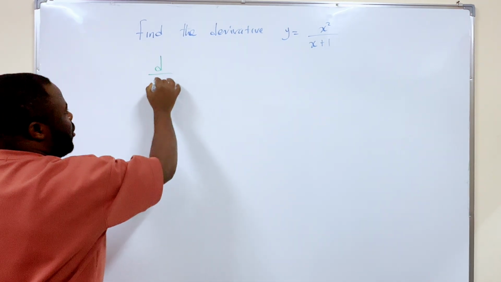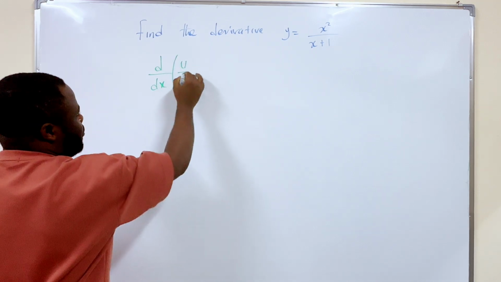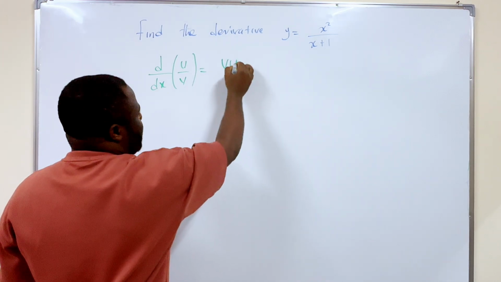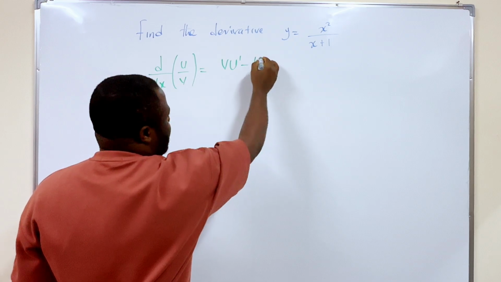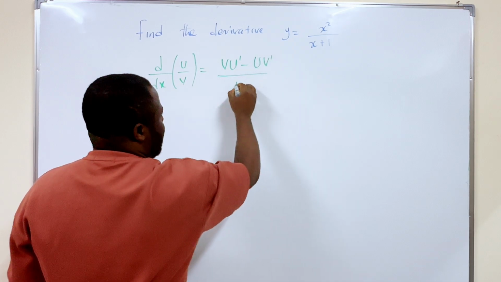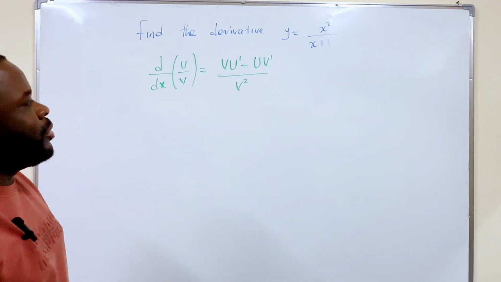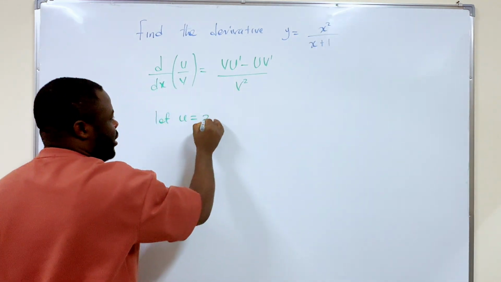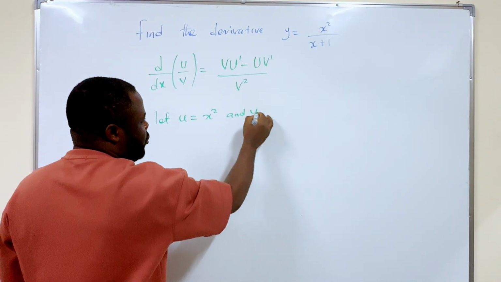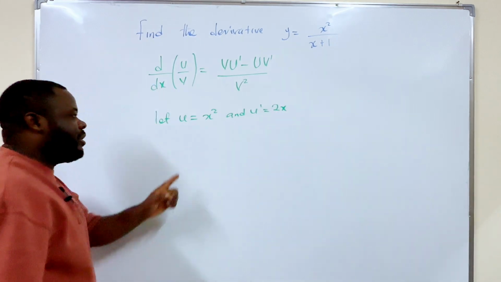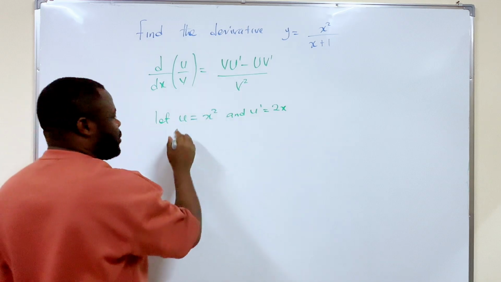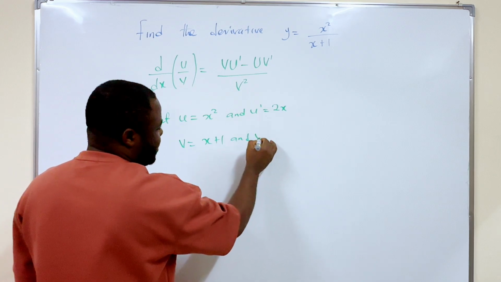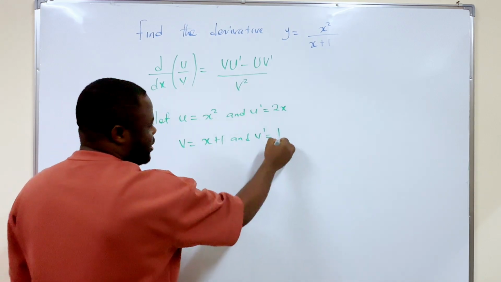The quotient rule says d over dx of u over v equals the product of v and u prime, minus the product of u and v prime, over v squared. So let's go into it. Let u be equal to x squared, our numerator, and u prime equals 2x, since the derivative of x squared is 2x. We also say v equals the denominator, which is x plus 1, and the derivative of x plus 1 is 1.